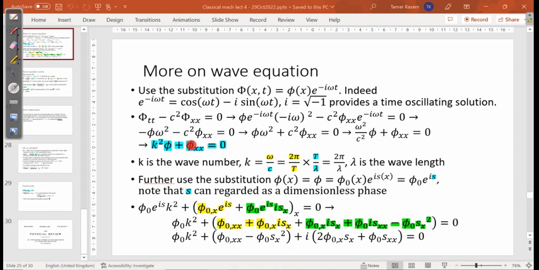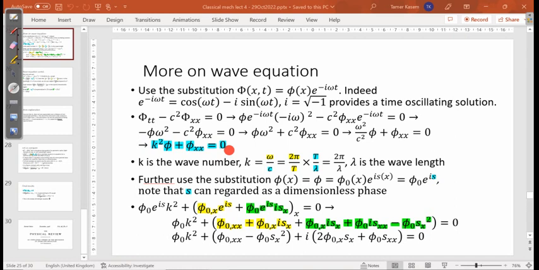K here is equal to omega over c, and omega, if you remember, is 2 pi over the period, and c is the wave celerity, and the wave celerity is equal to what? Equal to the wavelength divided by the wave period. So the wave period cancels, and we get 2 pi over lambda, which is called the wave number. Lambda here is the wavelength, so k is the wave number. So we get this equation, k squared phi plus phi xx is equal to 0.